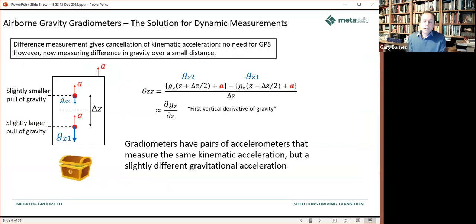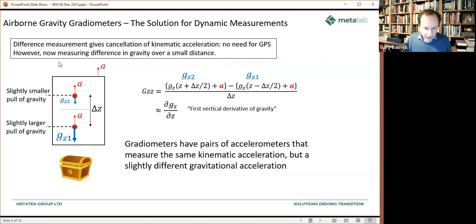The answer to this really is the airborne gravity gradiometer. And these have been around for a few decades now, probably getting on for 25 years, really, in the airborne environment. Now, the key to this system is that it takes two measurements of the gravity field, and it differences those measurements. And when you difference the measurements, the acceleration of the aircraft disappears, and you end up with just the difference due to the change in gravity from one place to another.